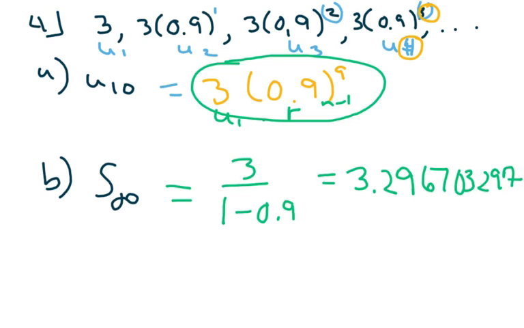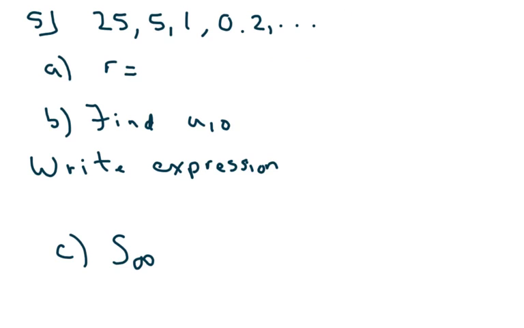3.296, 3.297. I wrote everything out. All right? Same thing. They want the R. They want this one, you have a little additional writing expression. So the R, we can tell 5 over 25 is 1/5, or you could do 1 over 5 is 1/5. Find u sub 10. So u sub 10 equals 25 times 1/5 to the 9th.